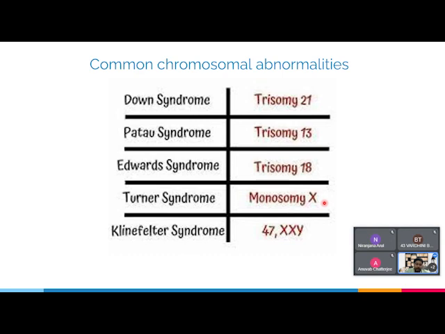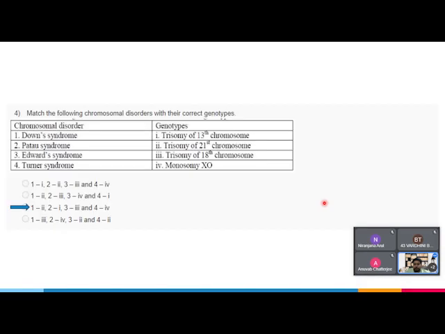And Klinefelter syndrome is one of the other very important chromosomal abnormalities, when we have 2 X chromosomes and 1 Y chromosome. So given the particular question, the correct option is C.